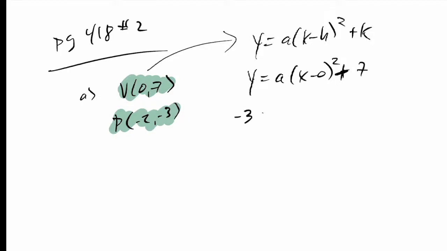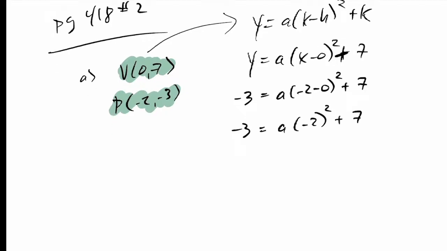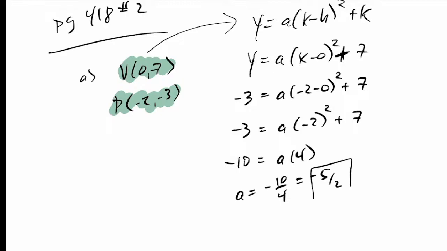I can substitute the point in now and solve for a. You can quickly solve for a, subtracting 7 on both sides. Squaring negative 2 is 4. And a is negative 10 over 4, which is negative 5 halves. So the a value here is negative 5 halves. y equals negative 5 halves times (x minus 0) squared plus 7.